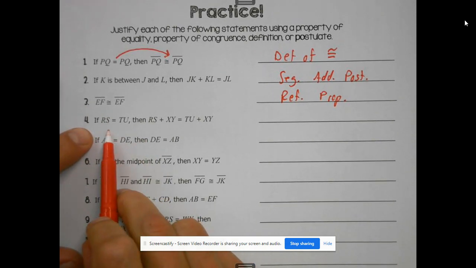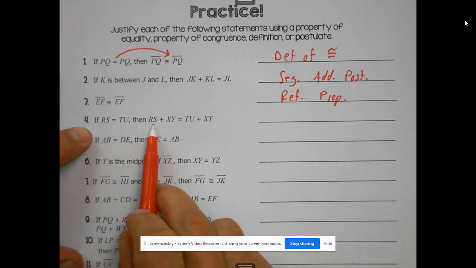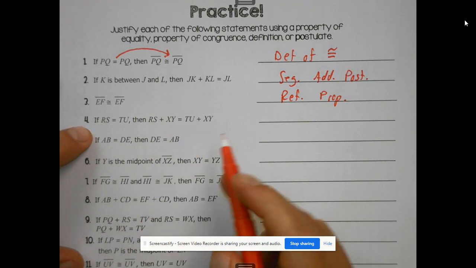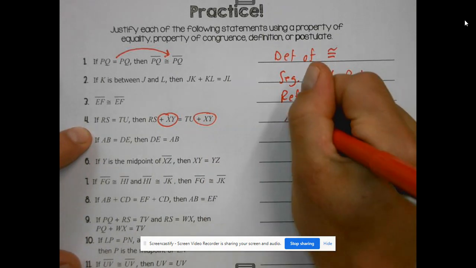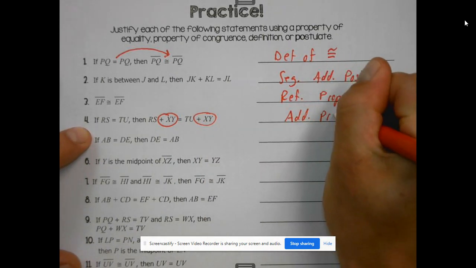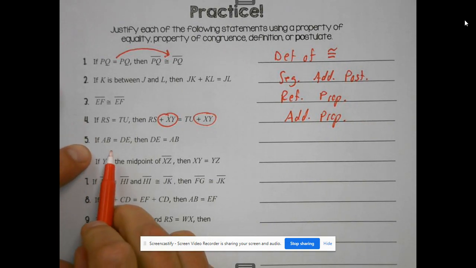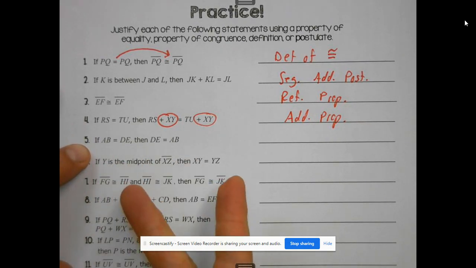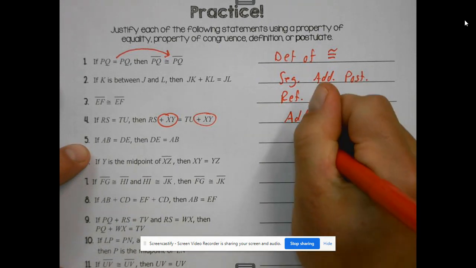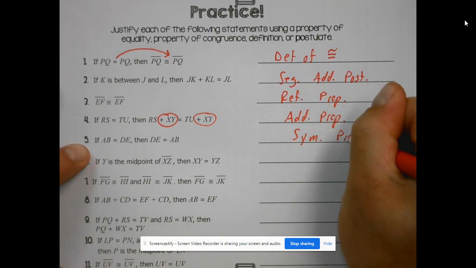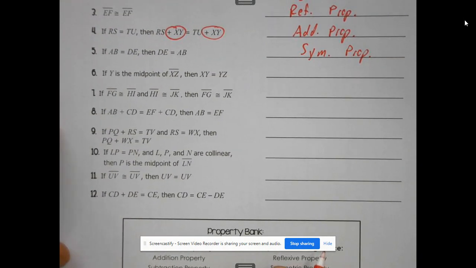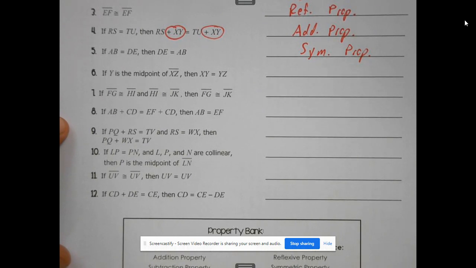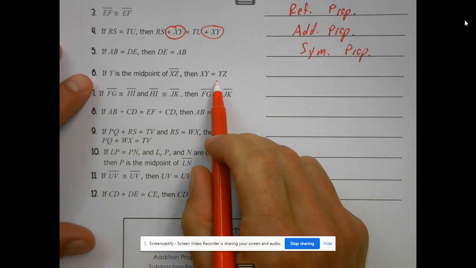Number 4, if RS equals TU, then RS plus XY equals TU plus XY. They're adding this to both sides. That's your addition property. This one, they just flipped it at number 5. When you flip it, that's our symmetric property. Number 6, if Y is a midpoint of XZ, then XY equals YZ. That is your definition of a midpoint.